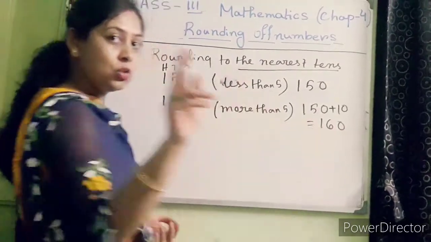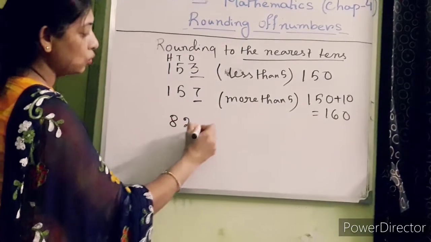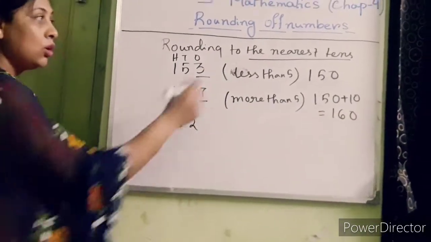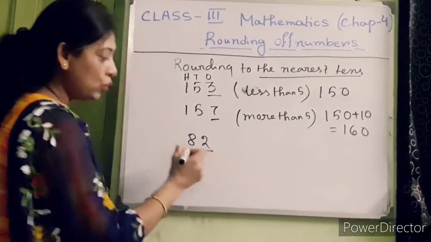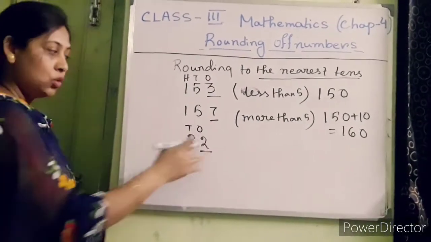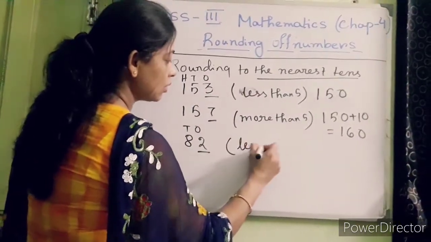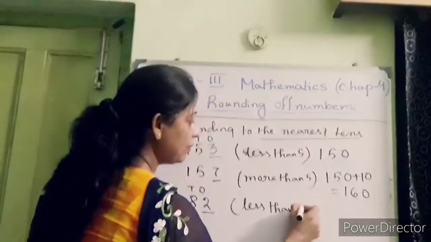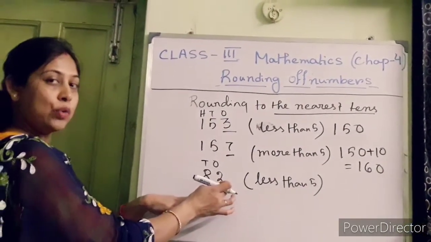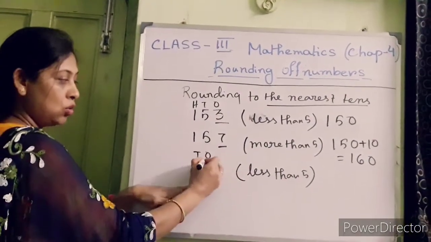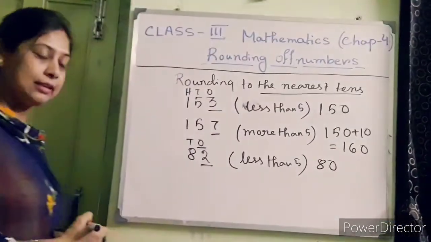Suppose I am taking a 2-digit number, 82. For the nearest tens you have to observe the unit place. 2 is present in the one place or unit place, and 2 is less than 5. So you have to put 0 in the one place. So the answer will be 80.